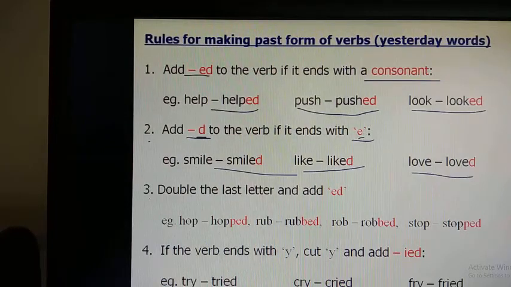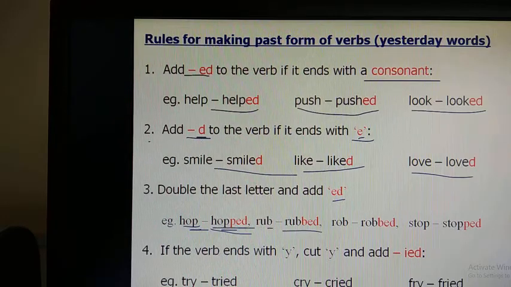Next, number 3. Double the last letter and add ed. Look at the example. Hop, hopped. Here the last letter is p, so double the last letter. Here double p and add ed. Rule says double the last letter and add ed. So hop, hopped. Rub, rubbed.